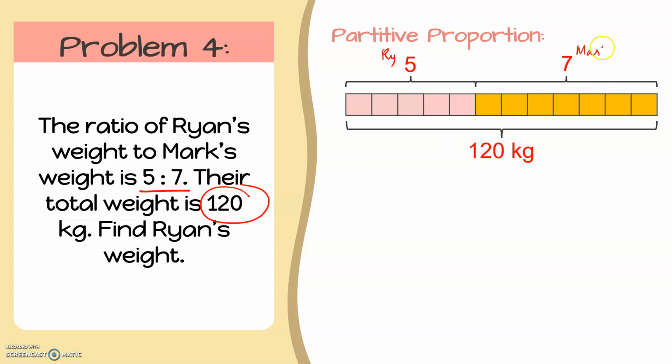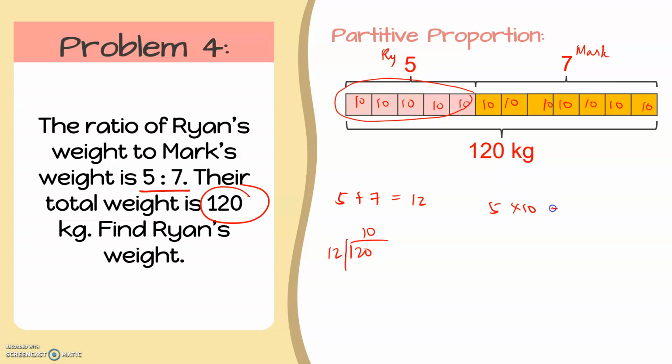Now the question is asking for Ryan's weight. For us to solve this problem, again, we will first add the terms in the ratio, and that will give us 12. Then we will divide our total by the sum, and this will give us 10. Therefore, each part here is equal to 10 kilograms. Again, we are only looking for the weight of Ryan, so we will multiply 10 by 5 because these 5 parts here are for Ryan. 5 times 10 will give us 50. That means Ryan's weight is 50 kilograms.